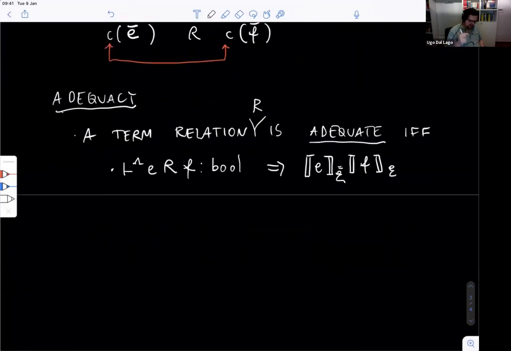So this tells you that for a term relation to be adequate, you just have to look at what happens at the ground types. It doesn't matter what happens in higher order types, and that's quite close to what, for example, in Bob Harper's book, Bob calls the Pliny equivalence. But in Pliny equivalence, you require precisely that the two terms have exactly the same operational semantics. Here, we only ask the operational semantics to be the same at the type of booleans. And the same term relation R can be said to be pre-adequate.